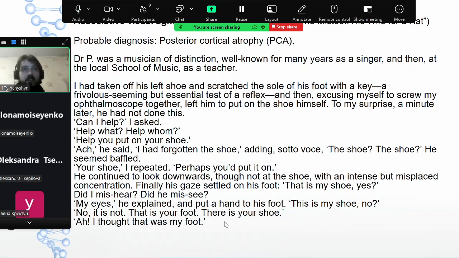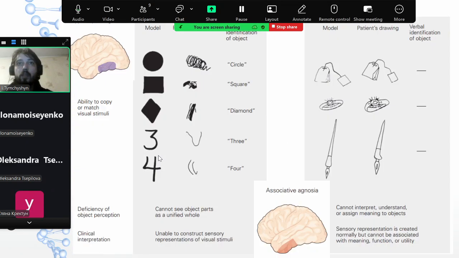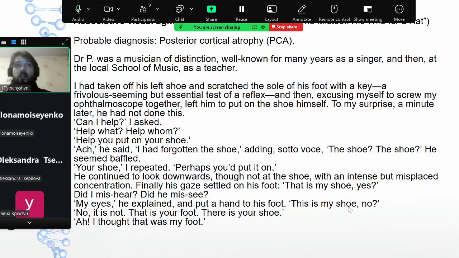So that looks pretty crazy, I guess. He clearly sees, but he has some damage to this sort of area. So he has some form of associative agnosia. He cannot understand or assign meaning to objects. He cannot assign the meaning of the foot to his own foot and the meaning of the shoe to his own shoe.